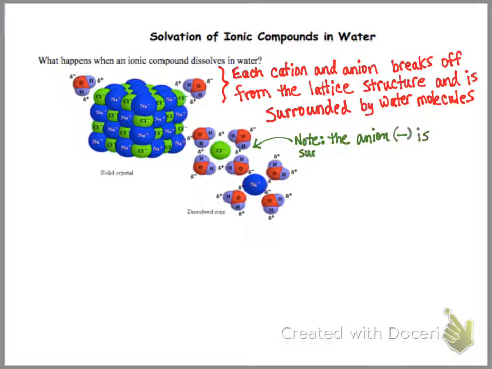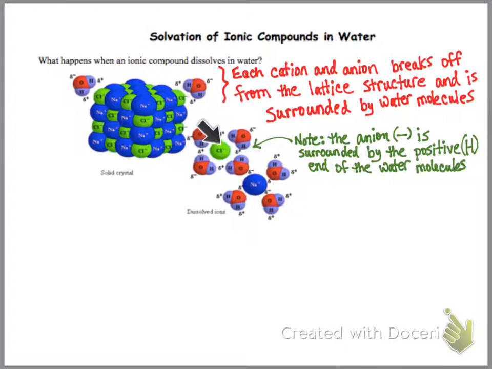So one thing I want you to note is that it's not random how we draw the waters here. So the chloride, the Cl minus, is surrounded by waters, but it's surrounded by the hydrogen end of the water. Remember that water is a polar molecule. It has a plus side and a minus side. The plus side is the hydrogen side, and the chloride, because it has a minus, is surrounded by the hydrogen end of the water.